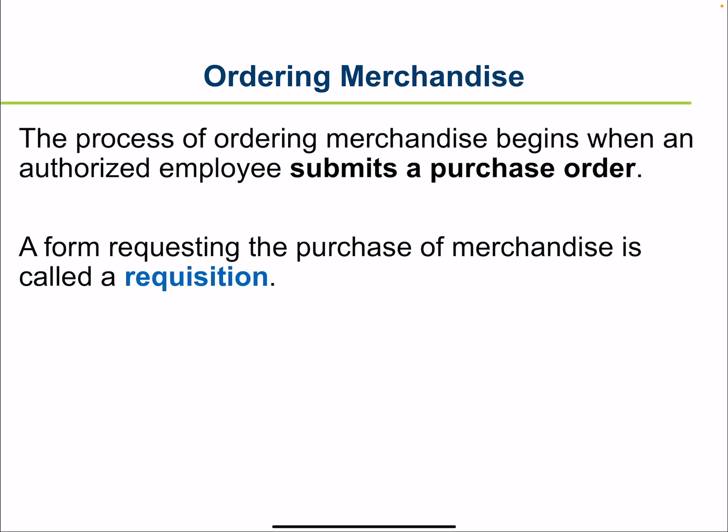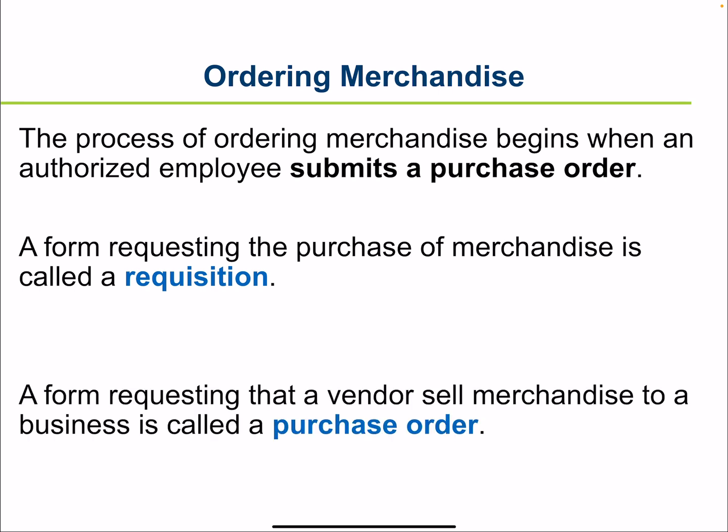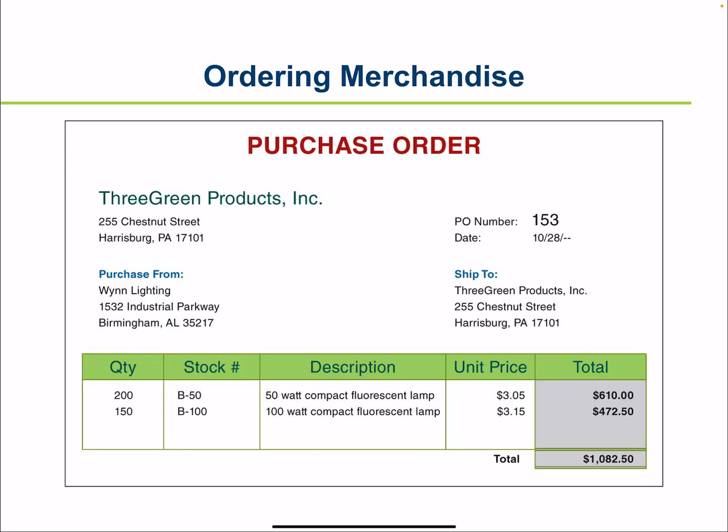After the requisition is approved, it's submitted to another employee who is responsible for placing the order with whichever supplier provides the best combination of quality and price. A form requesting that a vendor sell merchandise to a business is called a purchase order. And this would be an example of it.